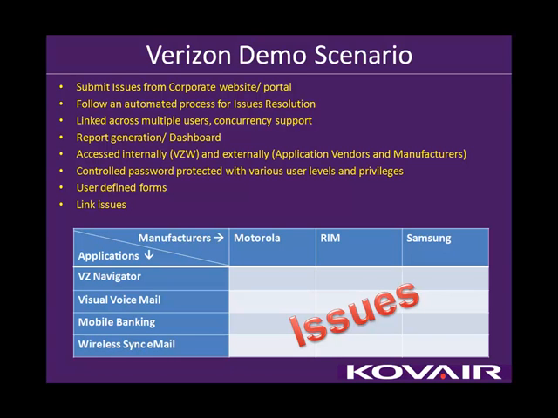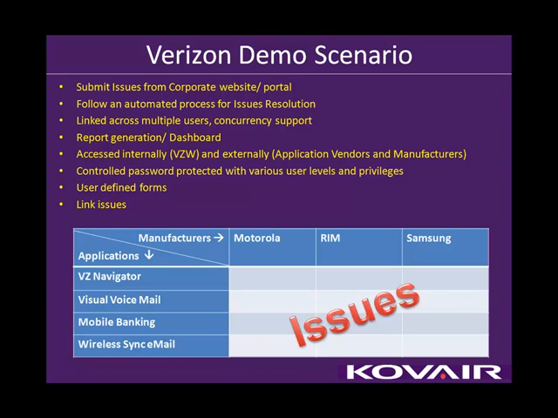Multiple users can access this application from various different locations and work in parallel simultaneously. It has a very nice report generation capability as well as a very colorful dashboard. Kovair can be accessed internally from Verizon as well as externally. Various users can access it using their user ID and password, and they have different sets of privileges and access rights. They can see only certain issues which are available to them.